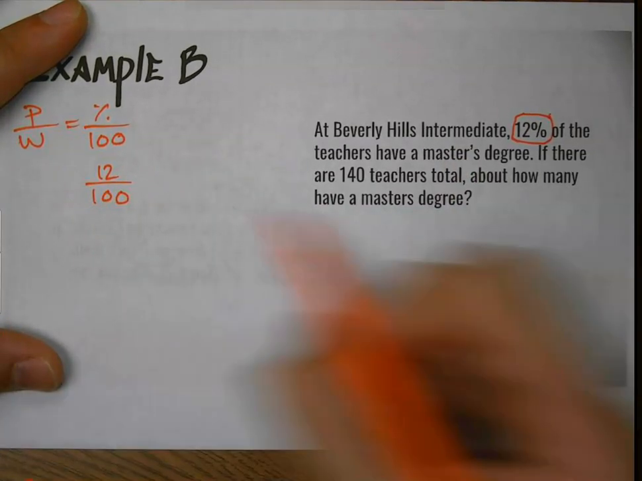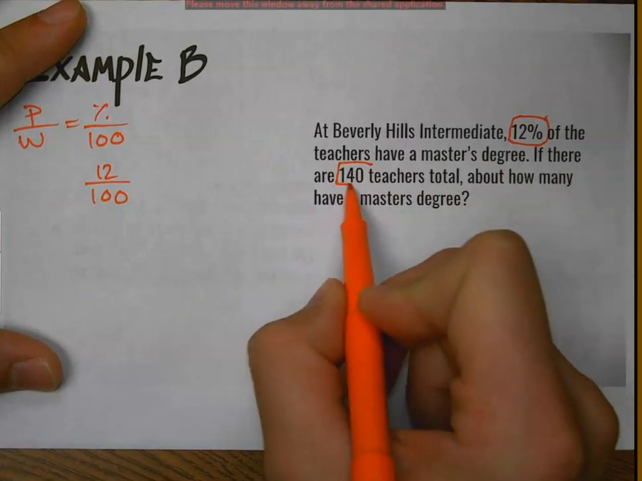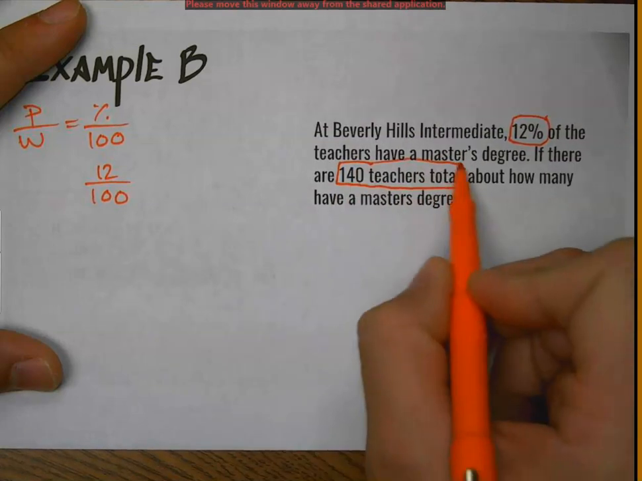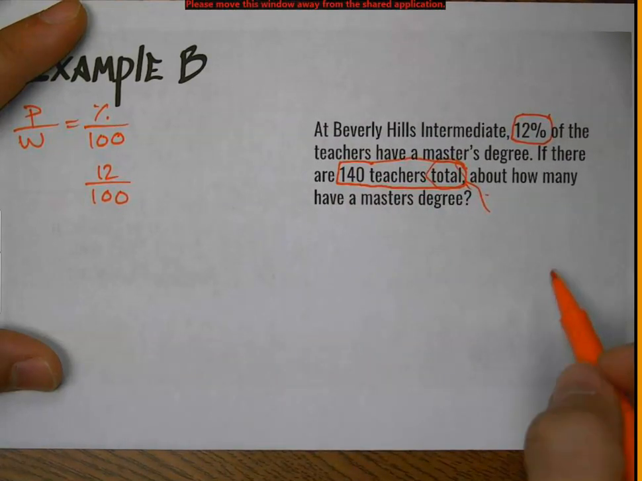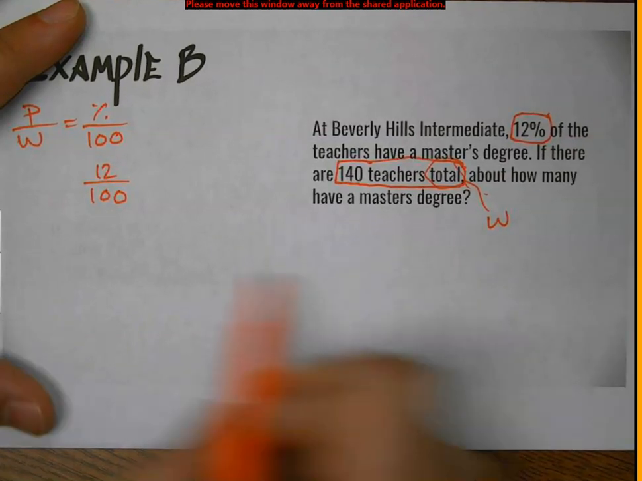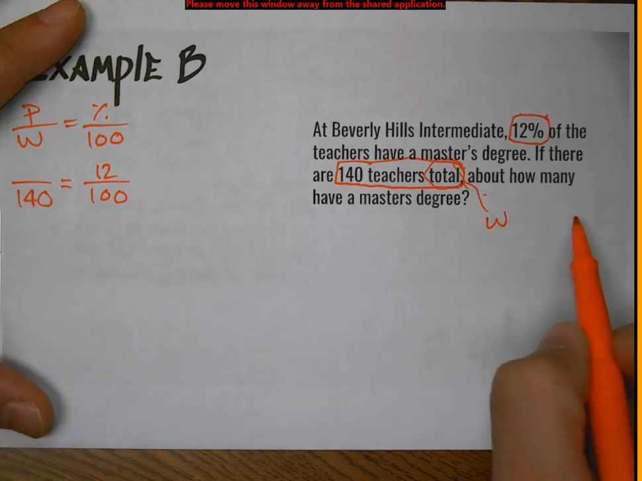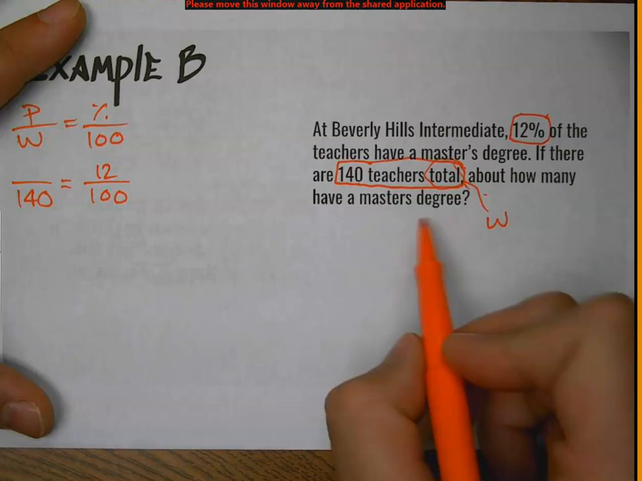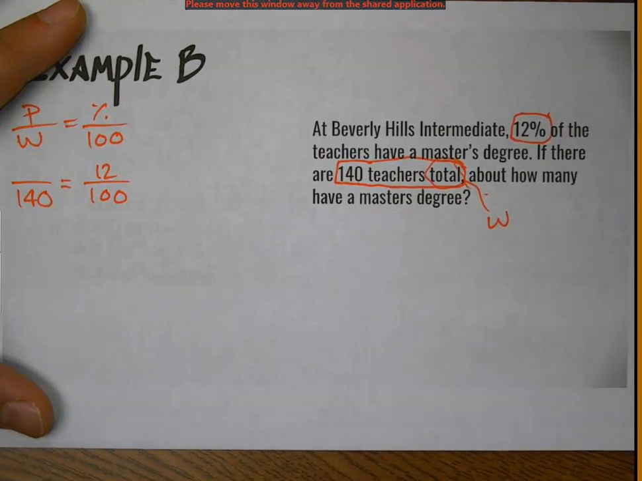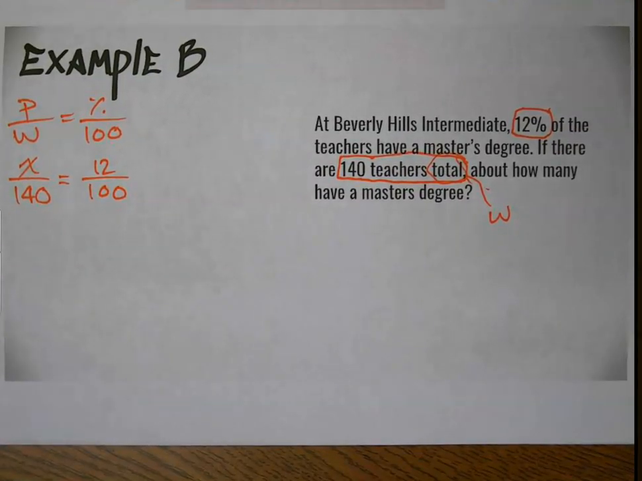Okay, now all we need to do is worry about the part and the whole. So it says if there are 140 teachers total. That word total is very good. That means the whole. So that's your whole. So that means that 140 goes down here. And you want to know just a part of those, the ones that have a master's degree. So that's not all of them. That's just a part. So that's what we're trying to find, the part. So there's our proportion. Now we need to simplify if possible.